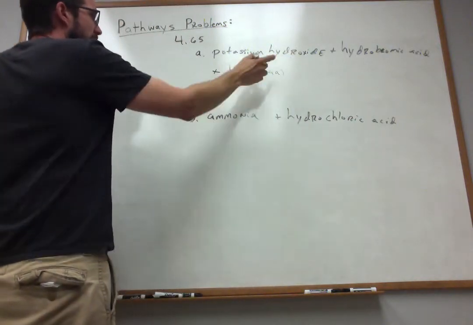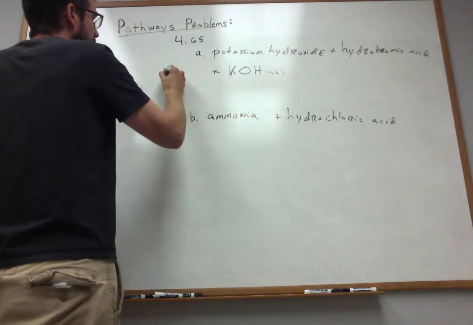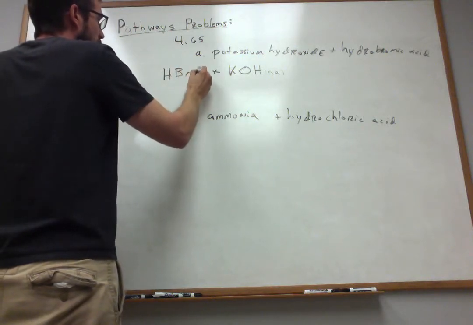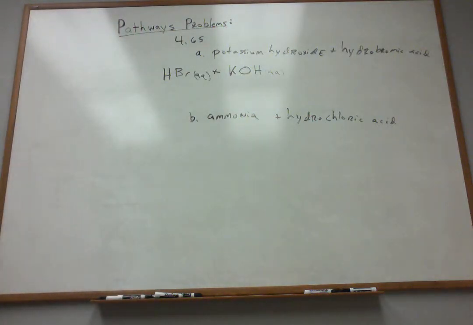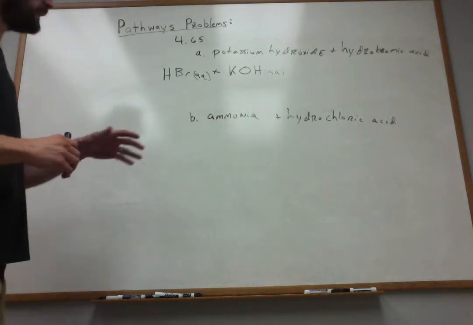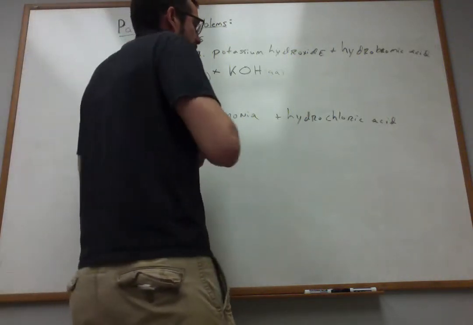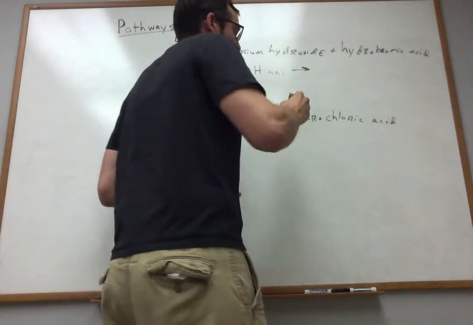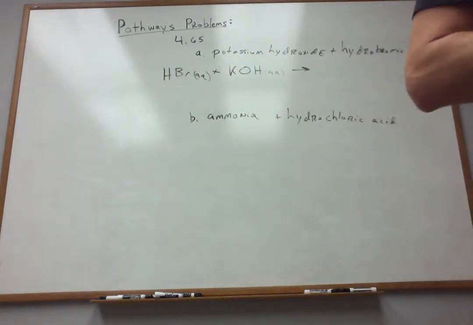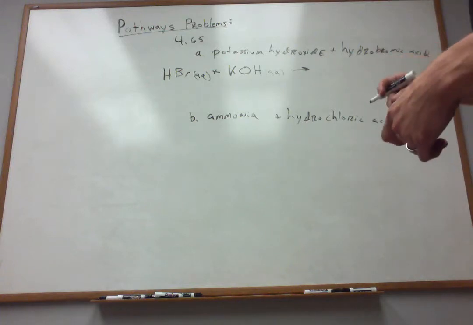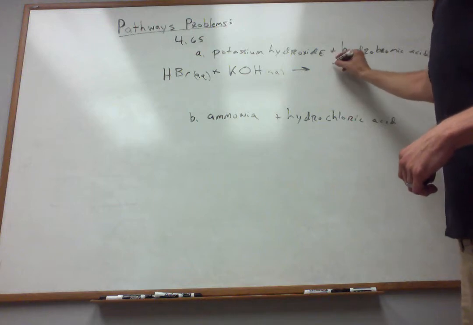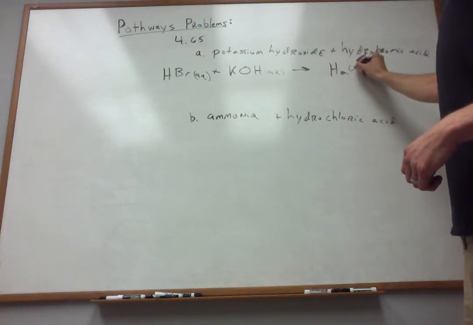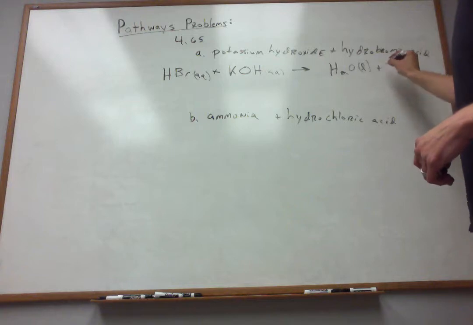I can combine that with my hydrobromic acid. Hopefully you're becoming more and more familiar with the list of the strong acids, and you realize that hydrobromic acid is on that list. It is HBr aqueous. Okay, so I've got a strong acid with a strong base. I am going to react them, and as we recently learned, acid-base reactions of this particular type, strong acid, strong base, form water, H2O liquid, and they form a salt.